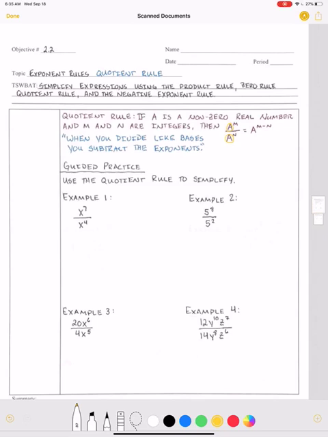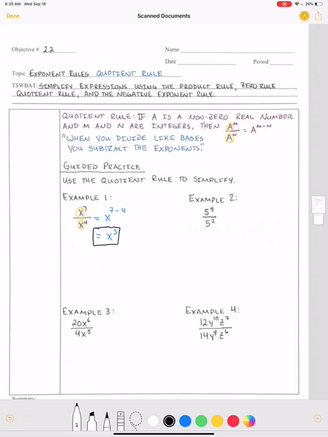Example 1 says x to the power of 7 divided by x to the power of 4. So what we're going to do is realize that these two things are the same. So this is going to be our base. Our base is x. Our exponents are 7 and 4, and we're going to subtract them. This is going to become x to the power of 3. I'm not solving for x. I'm not looking for its value. I'm just simplifying it as best I can.